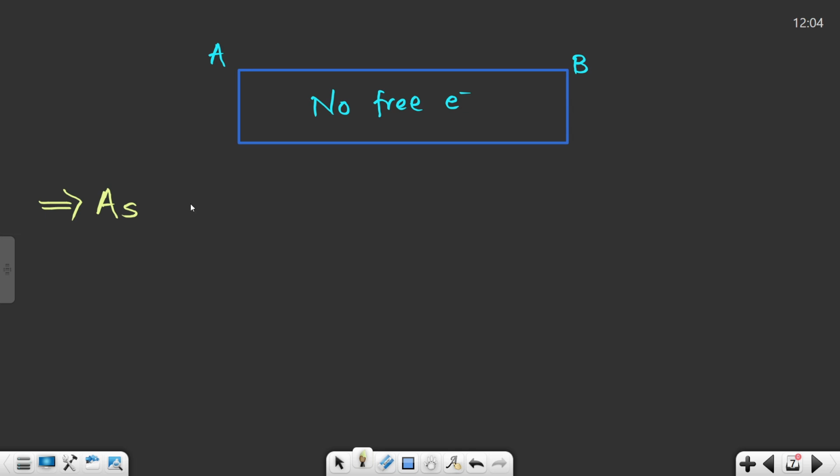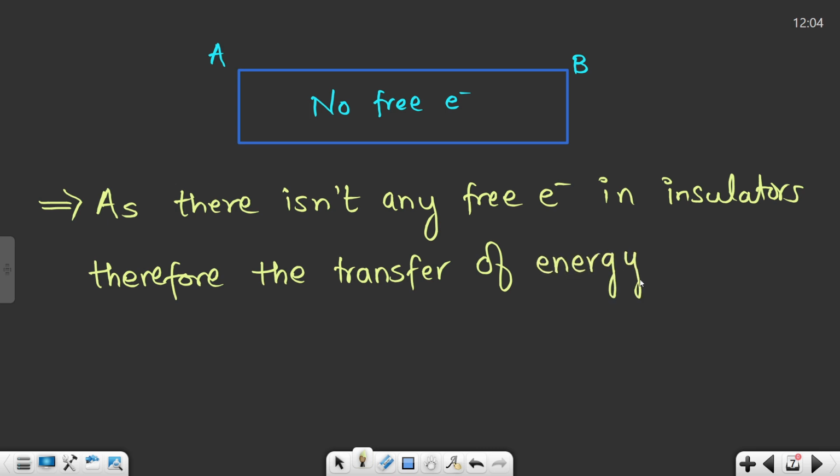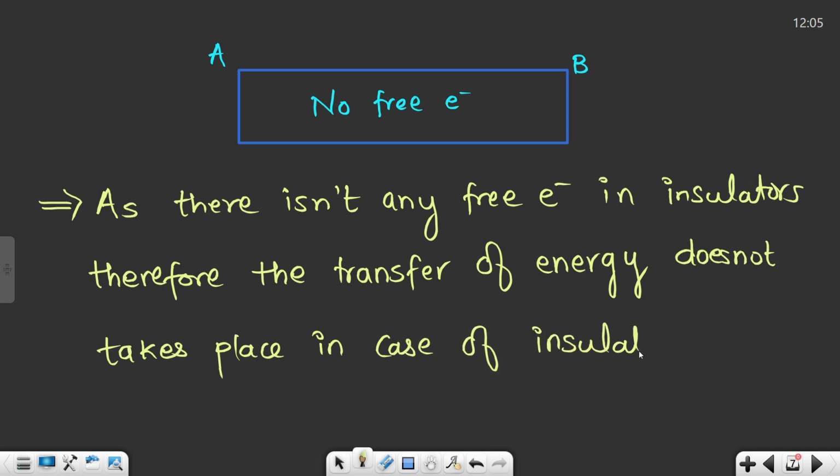So let me write this point: as there isn't any free electron in case of insulators, therefore the transfer of energy does not take place in case of insulators. That is the basic idea.